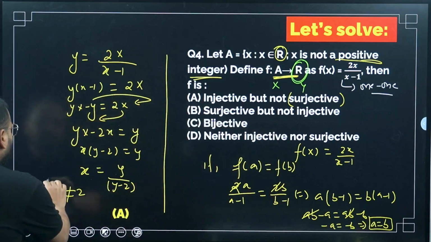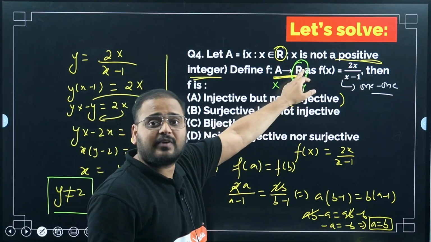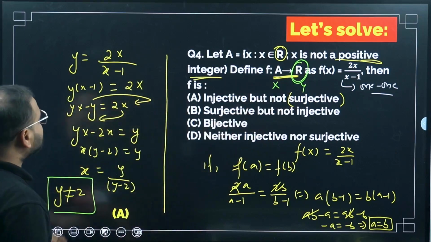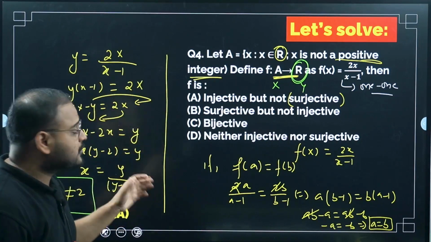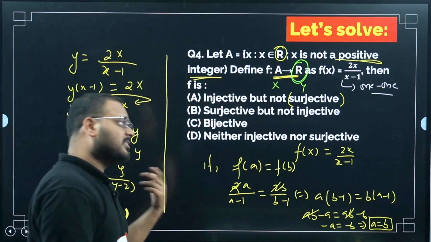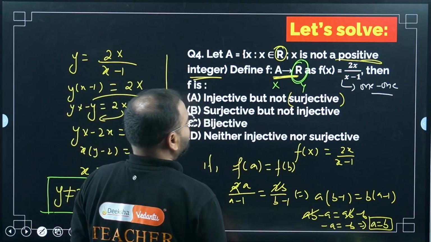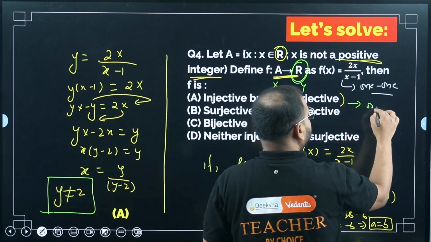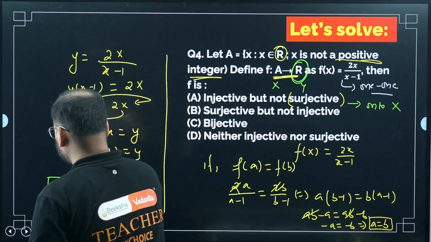So I'm getting a value y which is not equal to 2, which should have been the answer, because y is a real number. Then it means it is not onto. I can take x as a positive number, but I'm getting y as a real number which is not coming as the solution. It means it is not onto. So I can say here, not onto. So what is my option? Option A, sir.